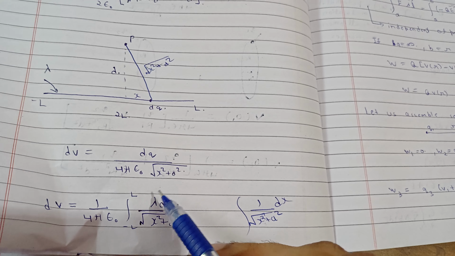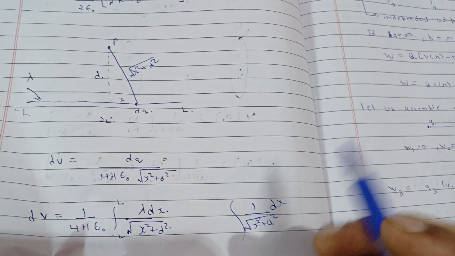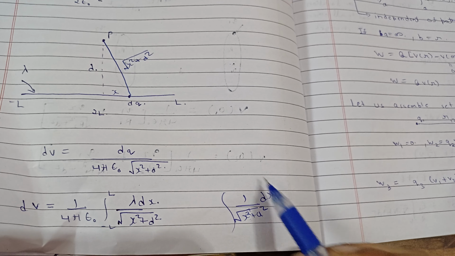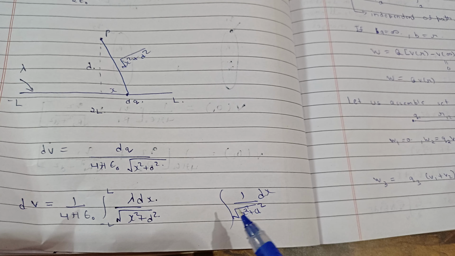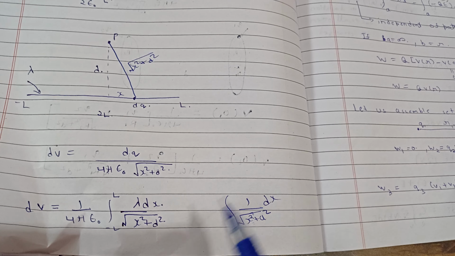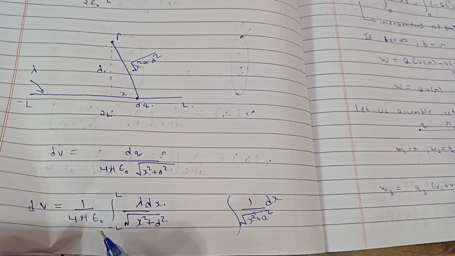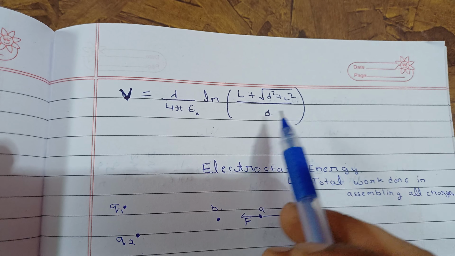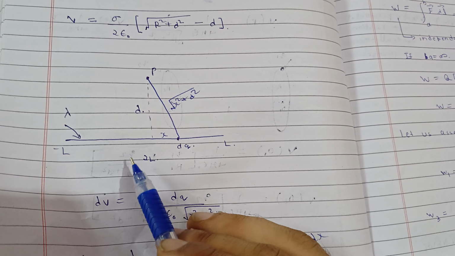So integrate this. Now you need to use the identity here for the integration, 1 upon under root x square plus d square. In place of this we will have this kind of integration. So try to find this solution from anywhere. This is a simple identity for integration. You will get the result as lambda by 4 pi epsilon naught log of L plus under root d square plus L square, divided by d. So this will be your potential due to a rod of 2L length at this point P.